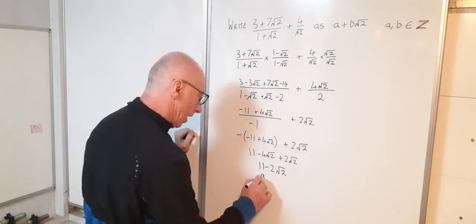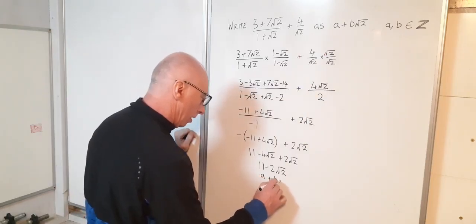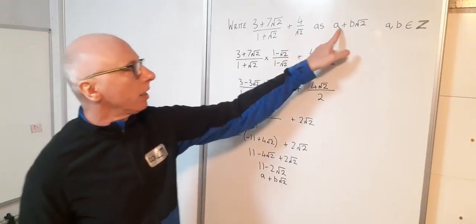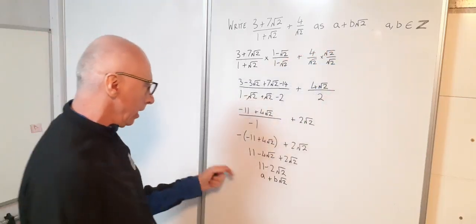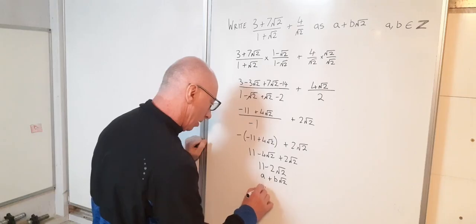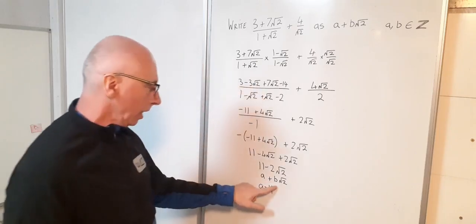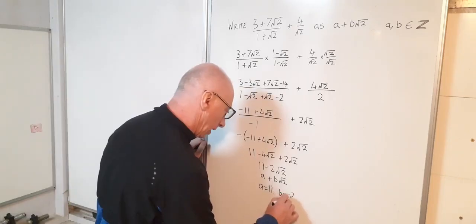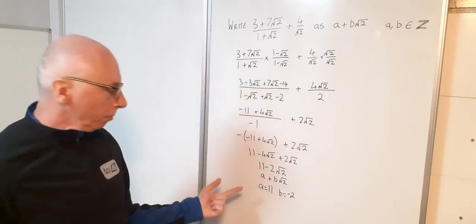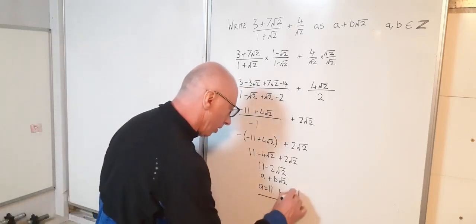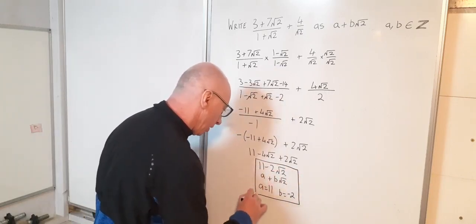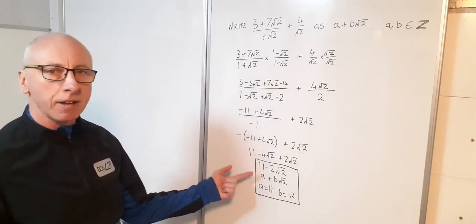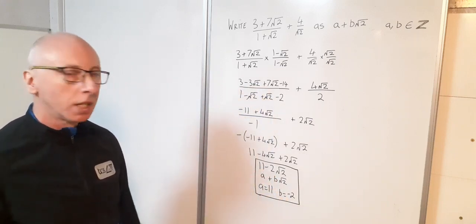So let's just write that underneath. So now we've got my integers a and b. A is 11 and b is minus 2. And that would complete our solution for this question. So a is 11, b equals minus 2. Answer is 11 minus 2 root 2. Okay.